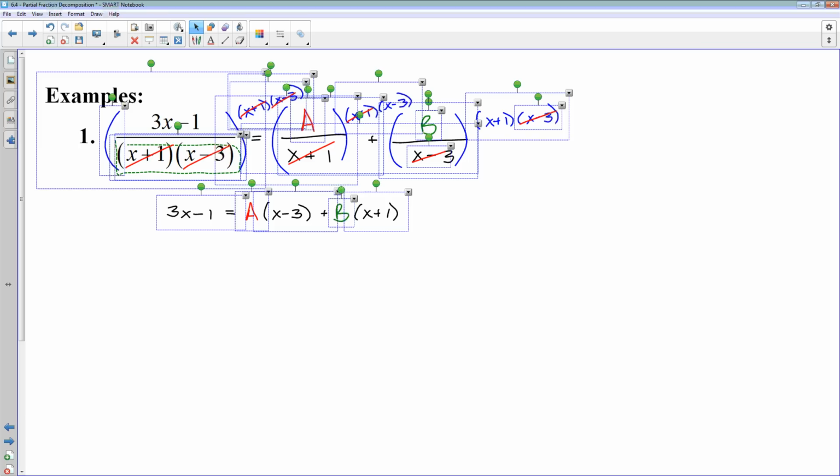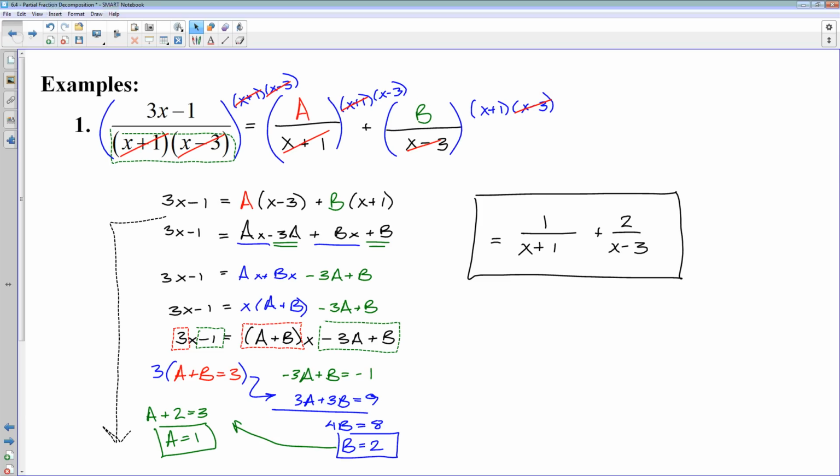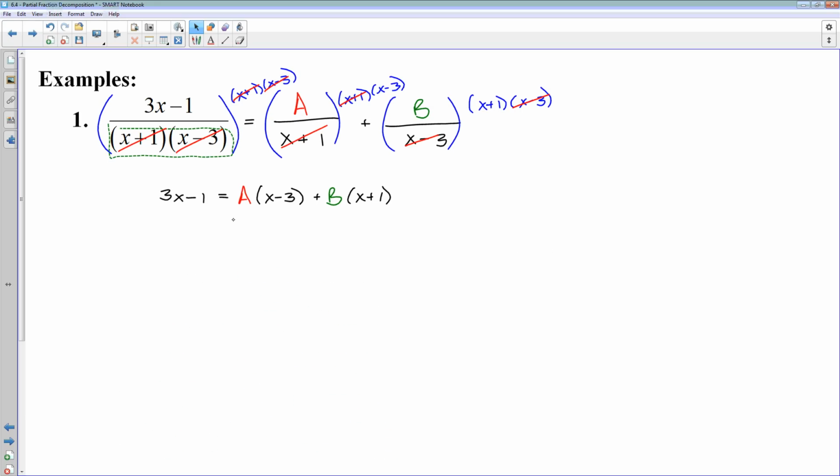Give myself a little bit more room. Whatever a and b are, which we know are 1 and 2. I can't remember what it was. Was it 1 and 2? Yeah. We know they're 1 and 2, but whatever a and b are, they work for every single value of x you could possibly plug in.